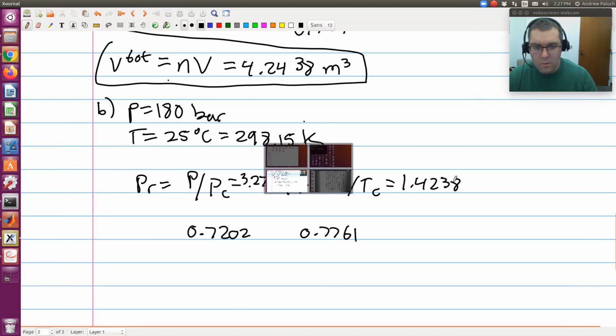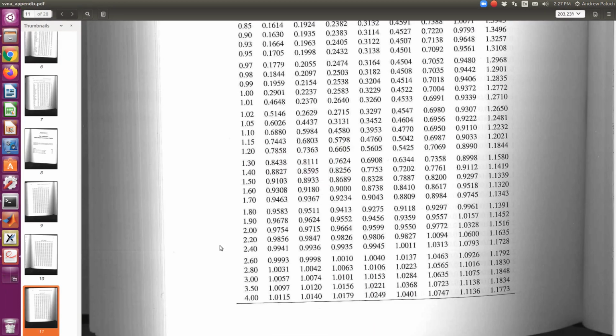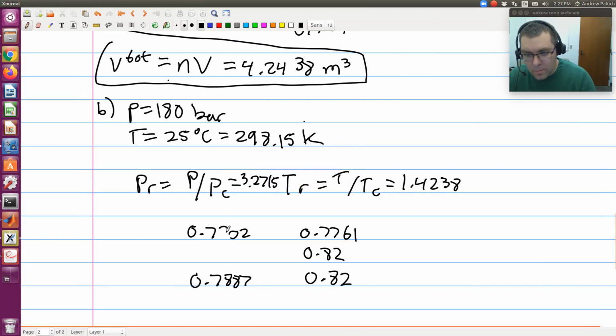Zero 0.82. Okay, and actually I want to write them down here. I managed to erase part of that. This was 7202. So this column corresponds to reduced temperature of 1.4, here's reduced temperature of 1.5. This column's reduced pressure of 3 and a reduced pressure of 5.